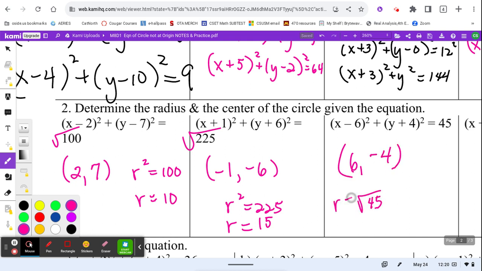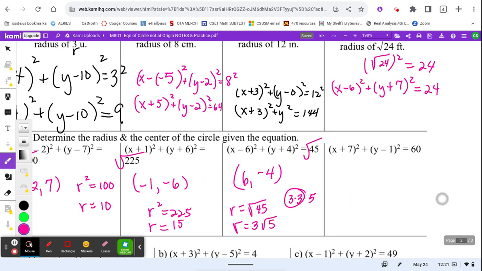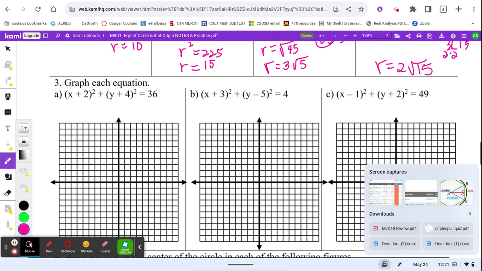Now this time, my radius is the square root of 45. It's not a perfect square, so we're supposed to remember that 45 is 9 times 5. A 3 comes out. A 5 stays in. You're supposed to be able to simplify the radical like we've been practicing all year. And then finally, negative 7, positive 1 is my center. Root 60 is my radius. Take a minute to see if you can figure out how that breaks down. It should be 2 root 15. Remember, you can use the calculator to simplify that radical if you're not sure.